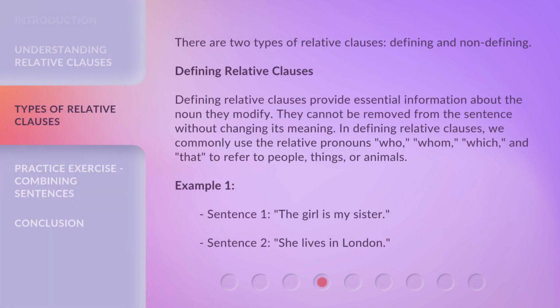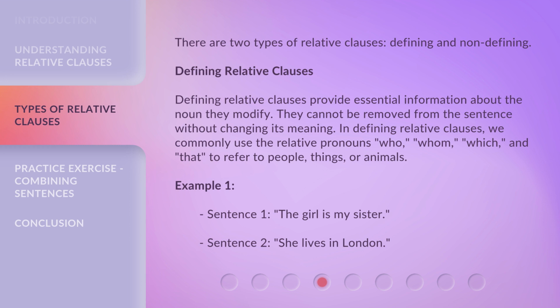There are two types of relative clauses: defining and non-defining. Defining relative clauses provide essential information about the noun they modify. They cannot be removed from the sentence without changing its meaning. In defining relative clauses, we commonly use the relative pronouns who, whom, which, and that to refer to people, things, or animals.